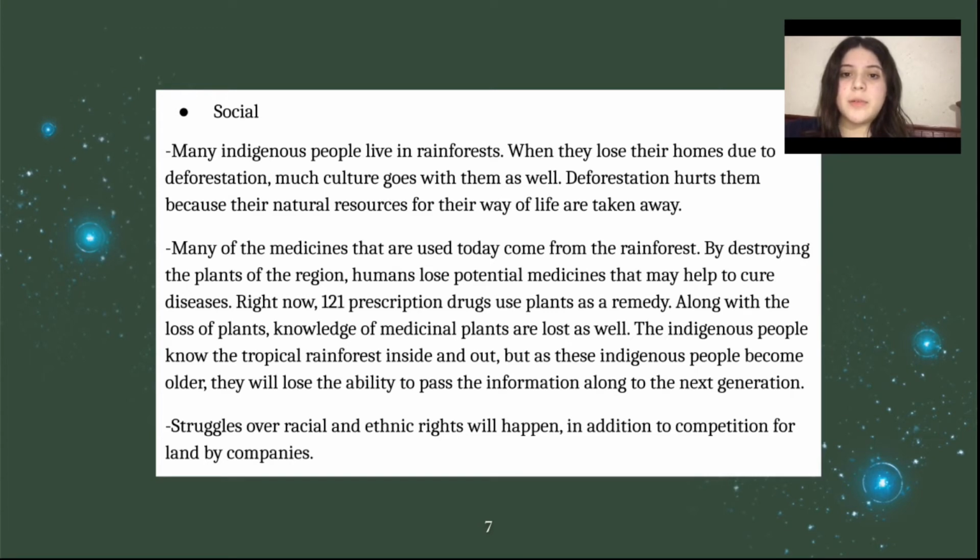The indigenous people know the tropical rainforest inside and out, but as these indigenous people become older, they will lose the ability to pass information along to the next generation. Struggles over racial and ethnic rights will happen, in addition to competition for land by companies.